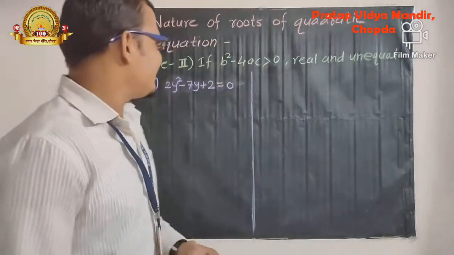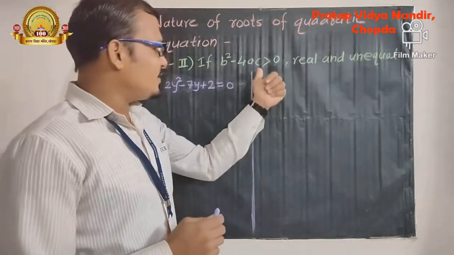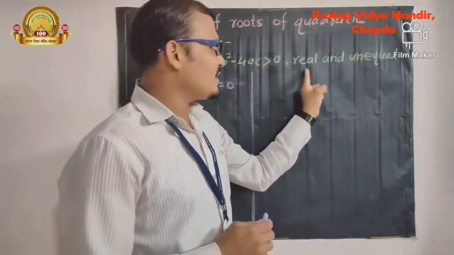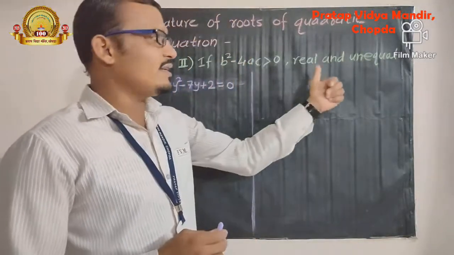Friends, our second case is, if the value of b square minus 4ac is greater than 0, then the roots of the quadratic equation are real and unequal. Let us see an example of roots real and unequal.